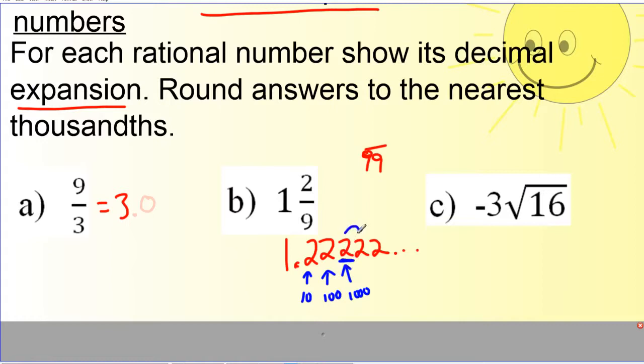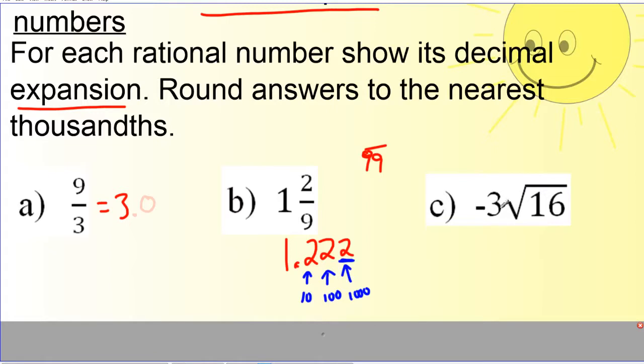Well, we look at the number next door. If this is a 5 or bigger, then this 2 would go up. Now this is less than 5, which means this 2 stays the same, and we delete everything else after it. You should know how to round by now, especially by 8th grade. I'm just mostly looking at the place values and just refreshing memory, beginning of the school year stuff.